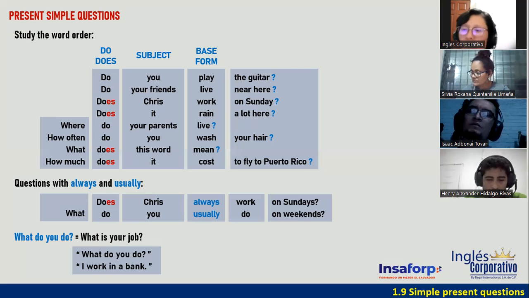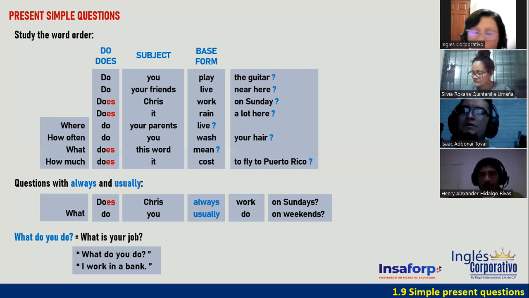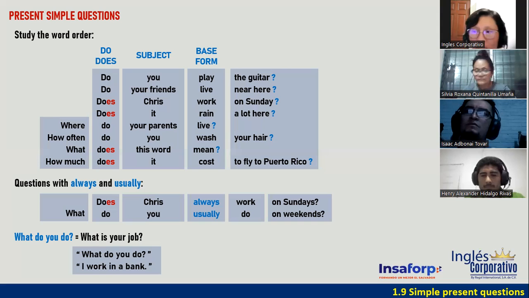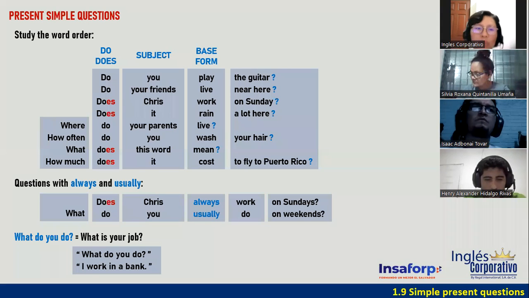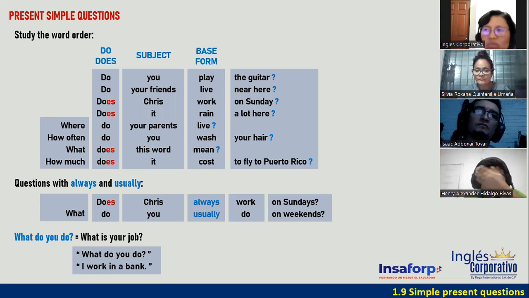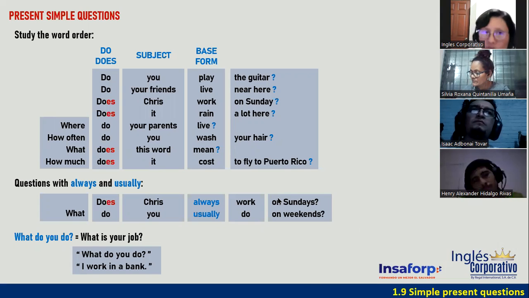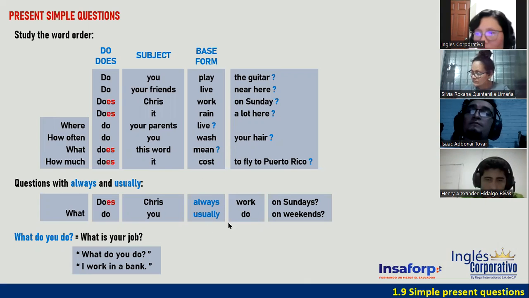También decíamos que cuando hacemos la pregunta, what do you do?, es lo mismo que si usted estuviera preguntando what is your job, right? Or what do you do? So what do you do es lo mismo que what is your job. I work in a bank. O I'm a teacher, etc. Okay, entonces, that is a piece of information that I didn't share with you yesterday and that it's important to know. Siempre los adverbios de frecuencia van a llevar esta posición.